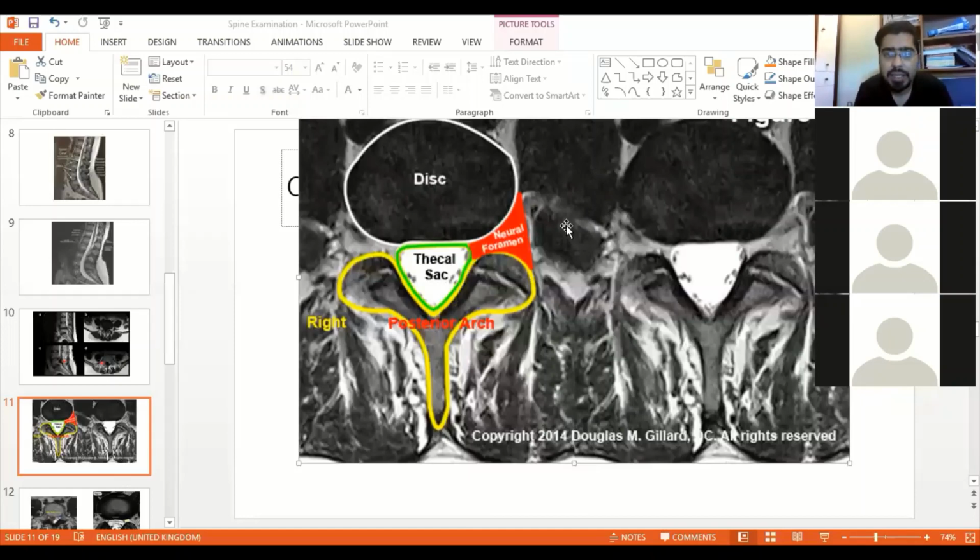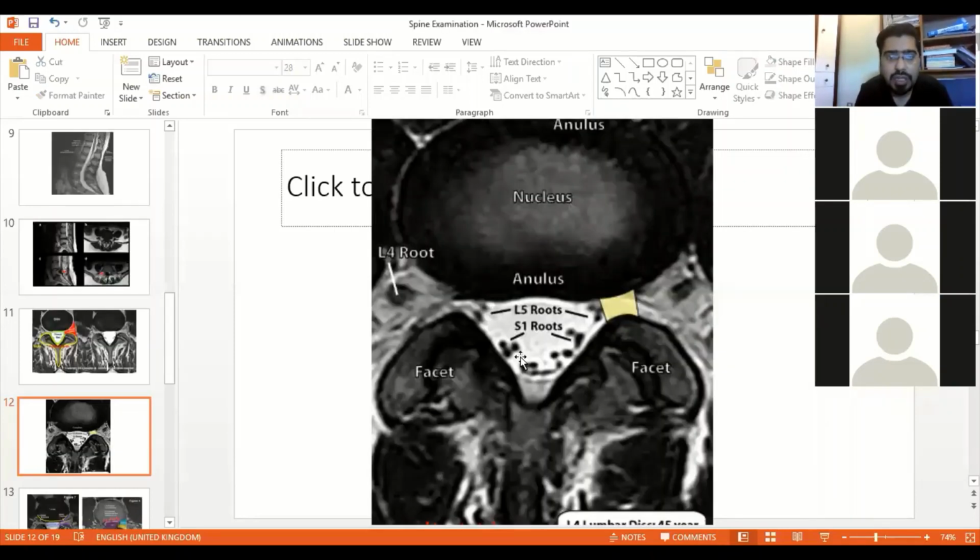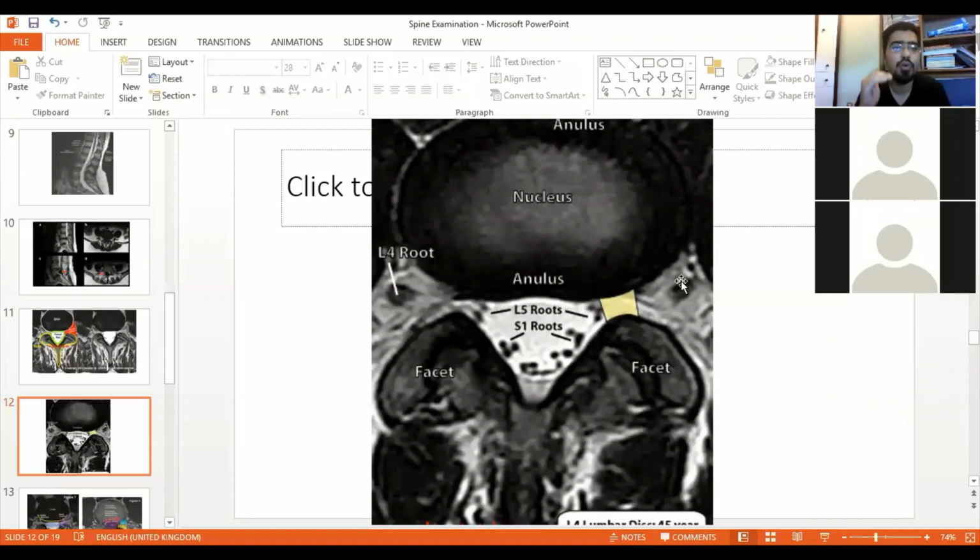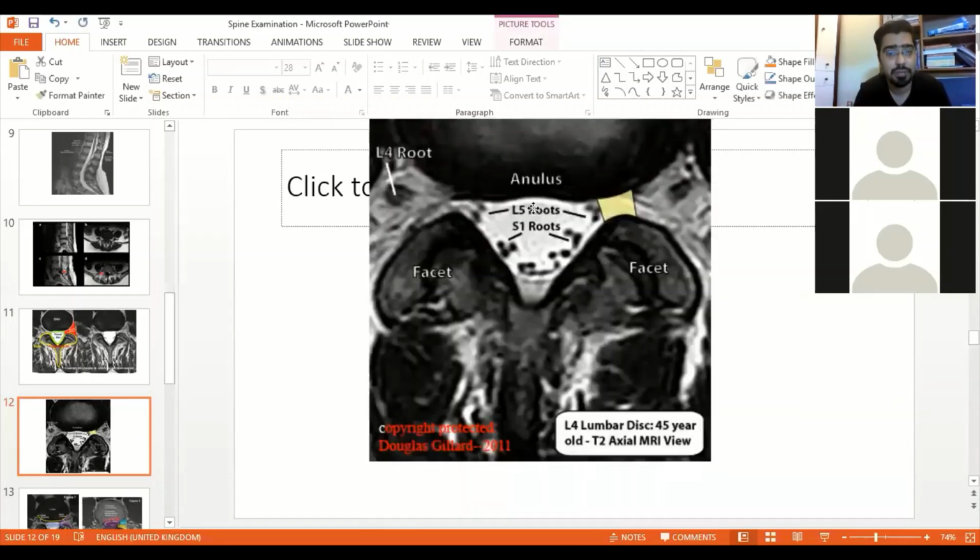See, this is the L5 nerve root. This is the L4 root. This is the L4 root. So what do you suspect? What level is this? This is between L4 and L5, because in between L4 and L5 we have L4 for the traversing nerve root and L5 posteriorly. These are the two facets. We are able to see the anterior facet and posterior facet both.